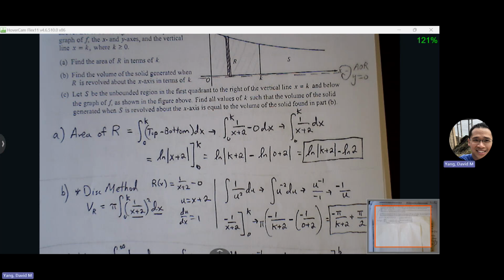For area, we just have to do top and bottom. I would always start with top minus bottom. That should be your default. If that doesn't work, then you'll do right minus left. But usually if it's right minus left, your equation will be strange. It'll be like x equals y squared minus 4y, something like that. But yeah, if it's area, our default should be top minus bottom, unless told otherwise.